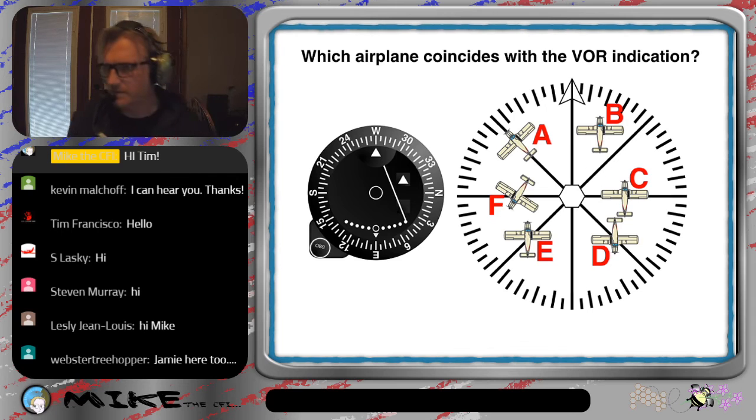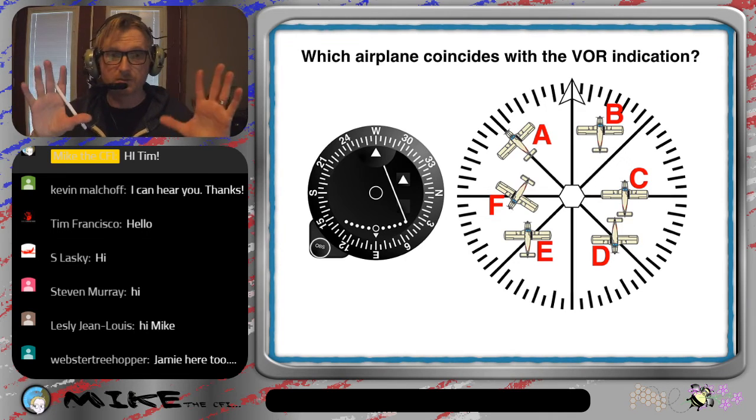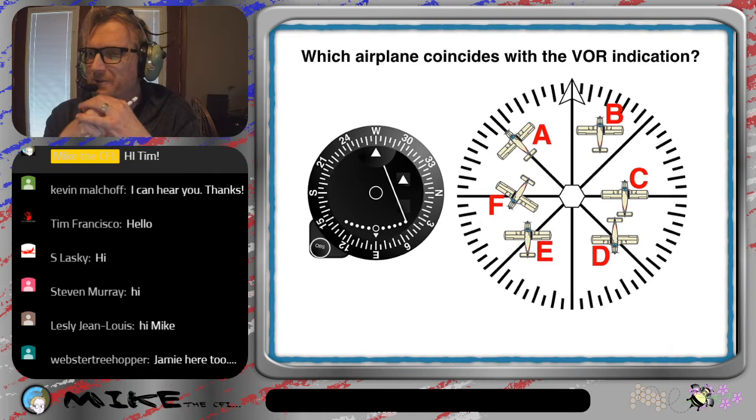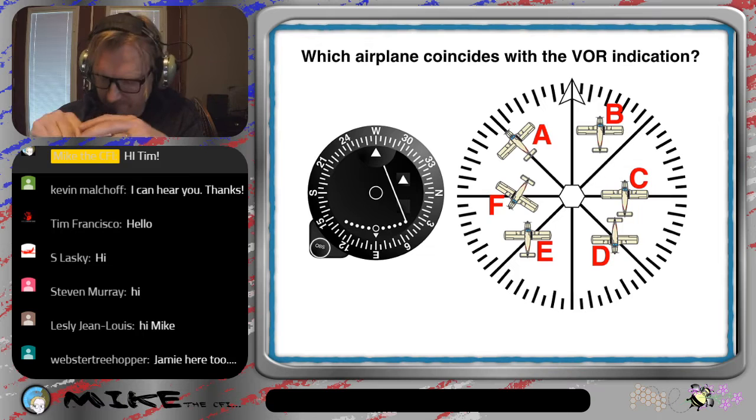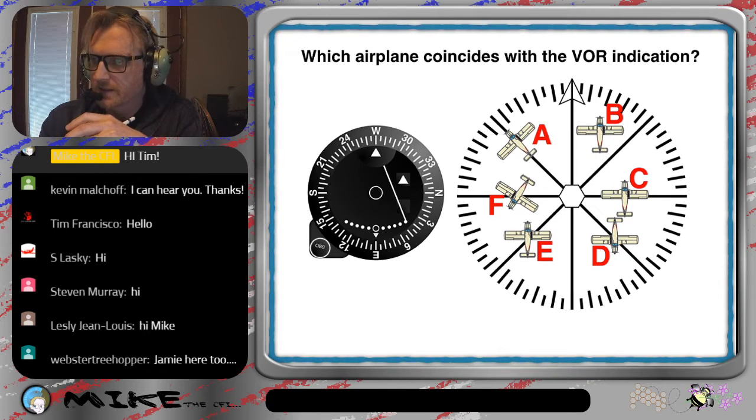Looking at this one, starts to get a little tricky. So we've got a 270 to the station, and we have a right needle deviation. So 270 to with a right needle.